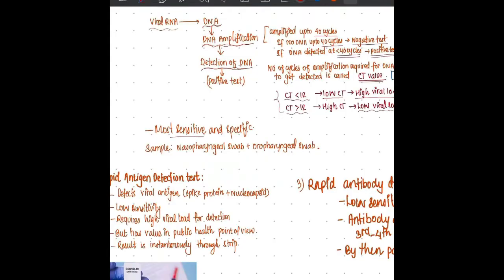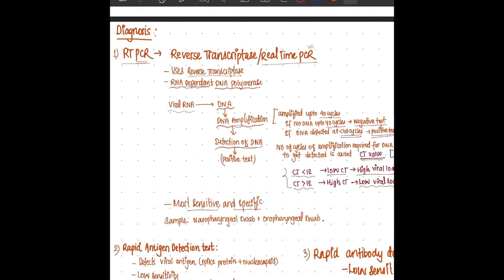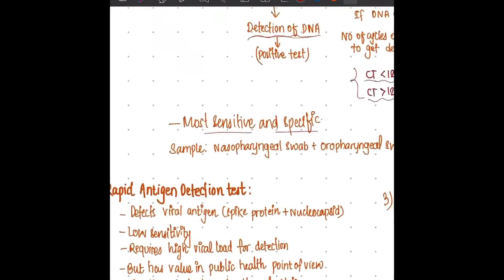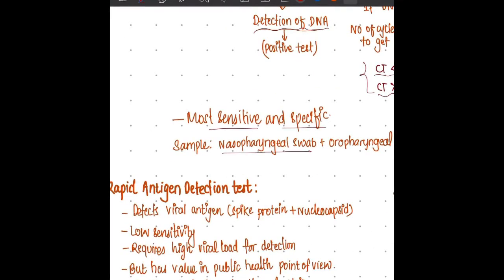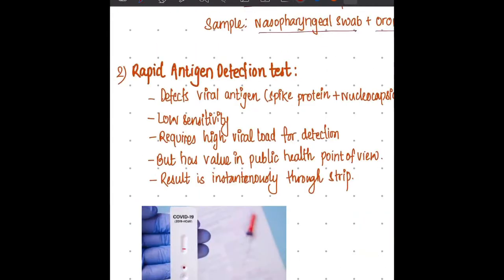Okay. RT-PCR is a quite sensitive and specific test, and it is the best test for the diagnosis of COVID-19 virus up until now. Sample is collected from a nasopharyngeal swab. Another sample is taken from an oropharyngeal swab. There is another test, which is the rapid antigen detection test. It is a rapid test because it provides results within 30 minutes.